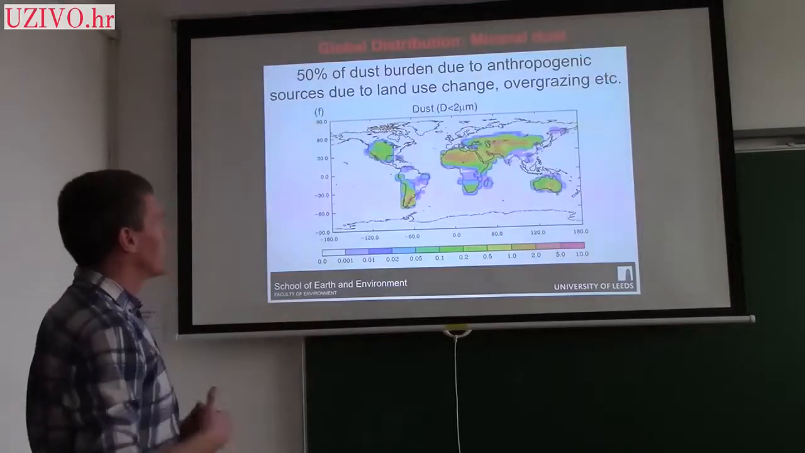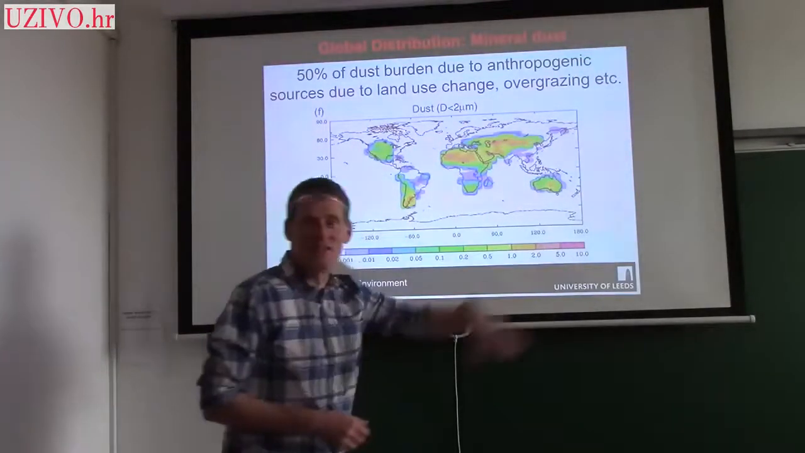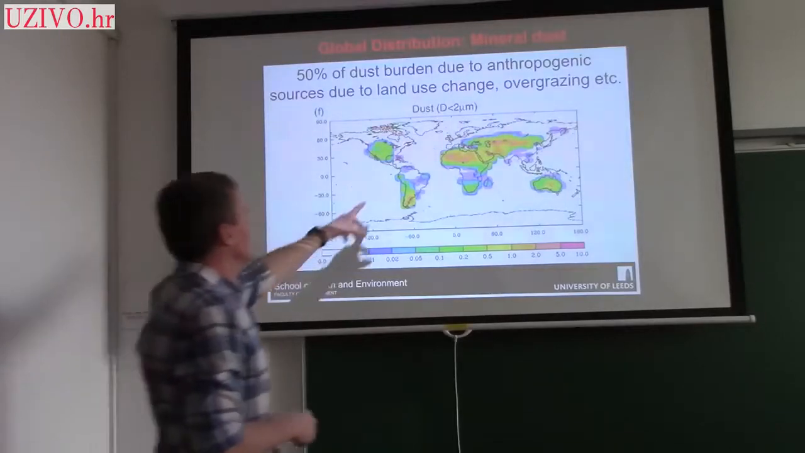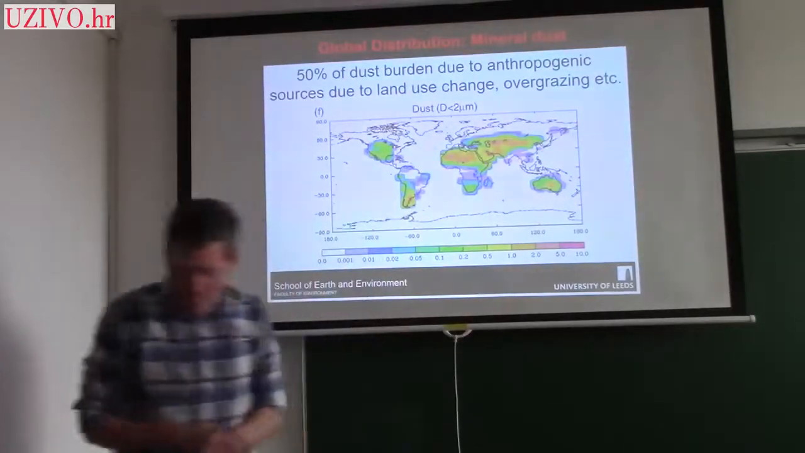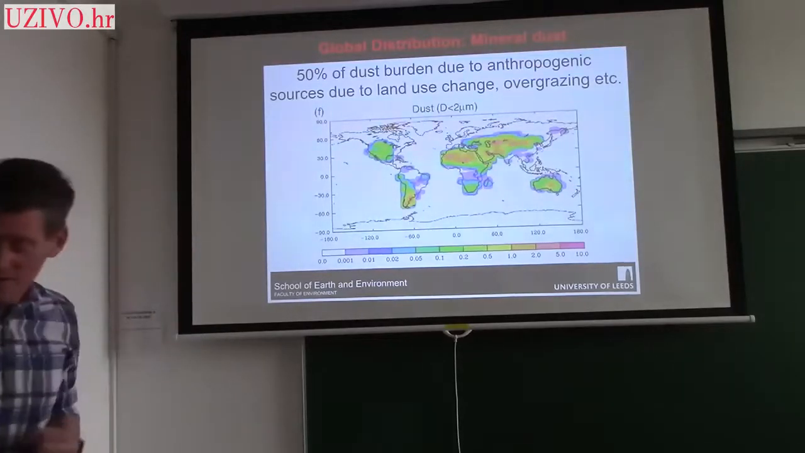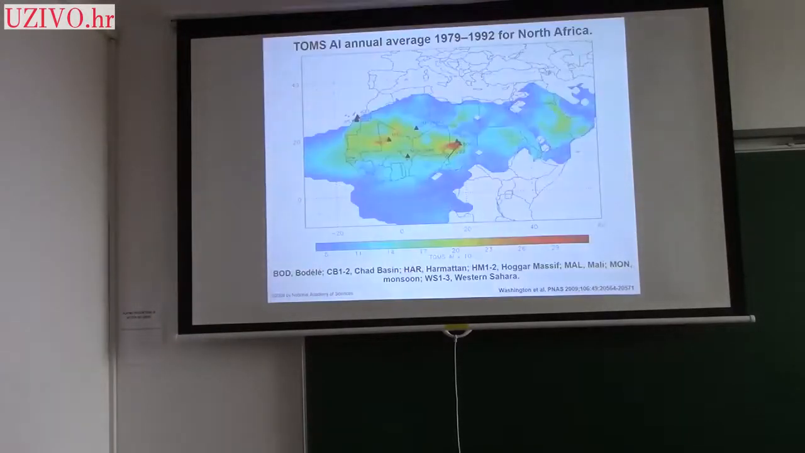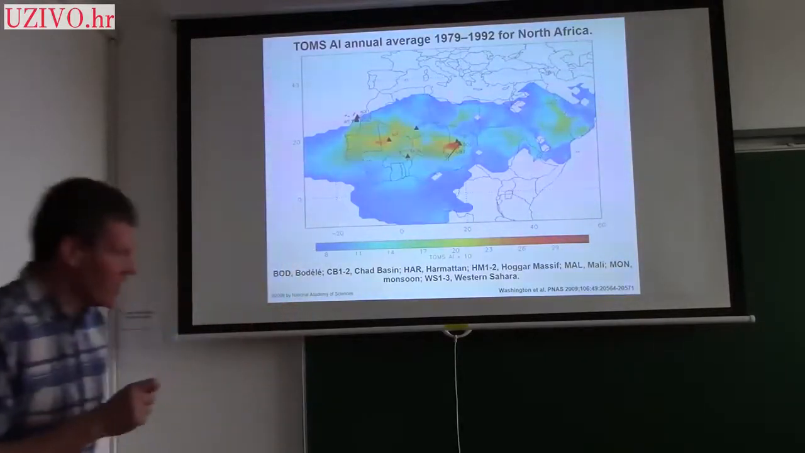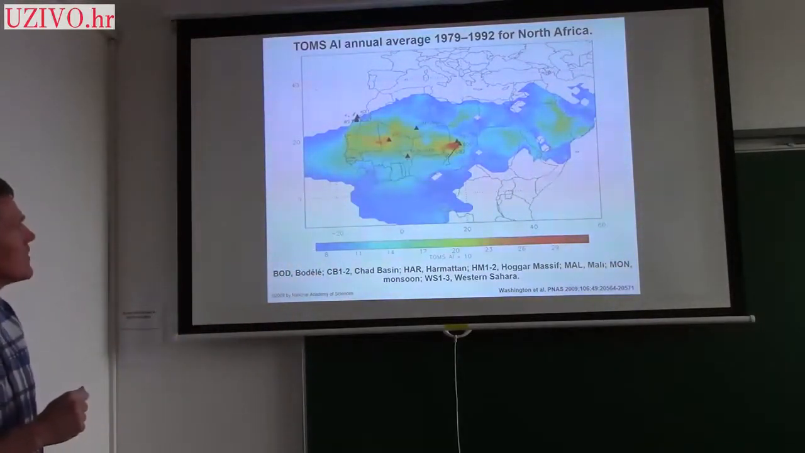So we're chopping trees down. We're overgrazing areas. There's erosion and all those sorts of things. And this is just looking at sizes below 2 microns. So you can see there's quite a wide variety of that. And there are some places that are phenomenal sources of mineral dust.